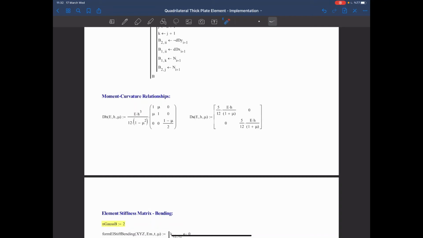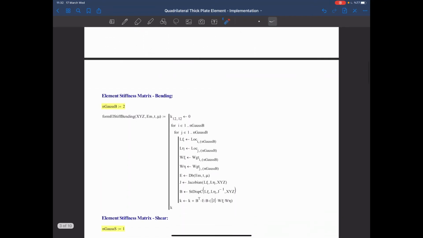Now the stiffness matrix calculations. Here I'm using 2x2 integration. The procedure is the same. We end up with a 12x12 stiffness matrix. Calculate the B matrix and do the numerical integration and obtain the stiffness matrix. This calculation will give the stiffness matrix for the bending deformation.